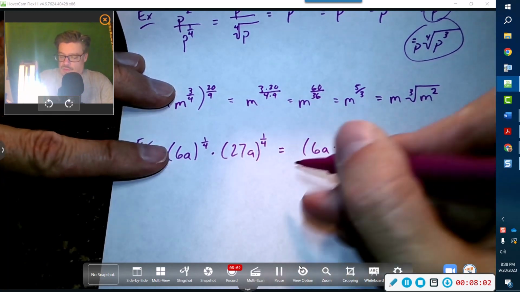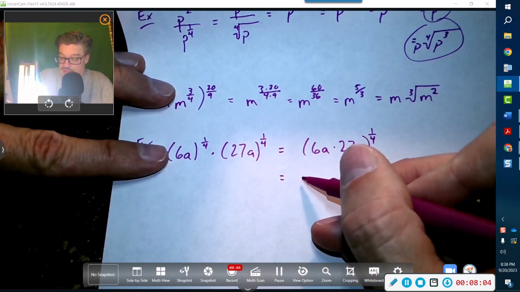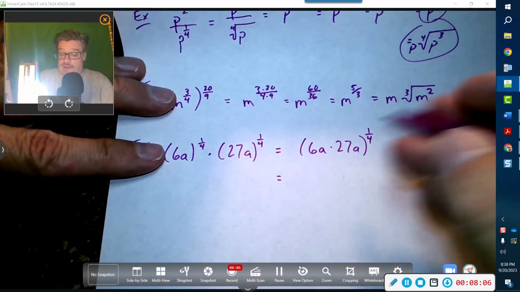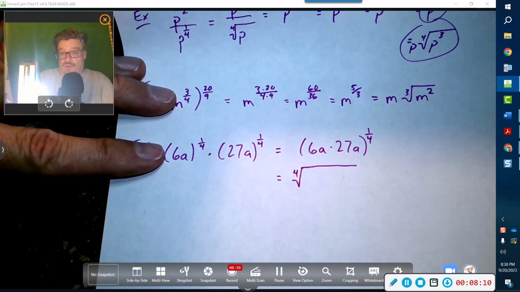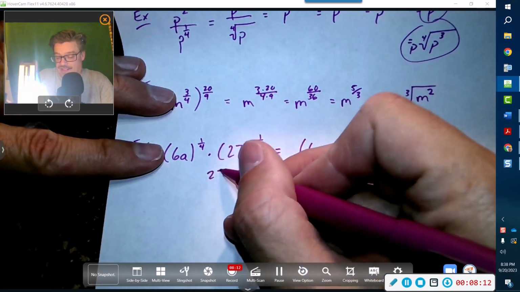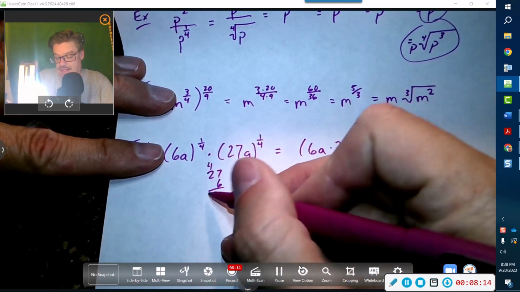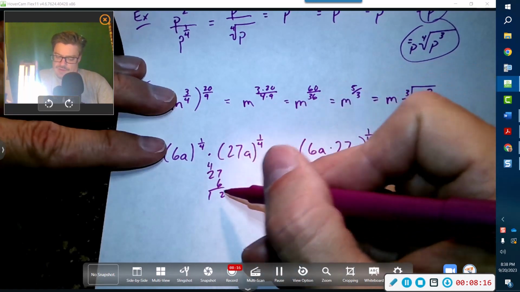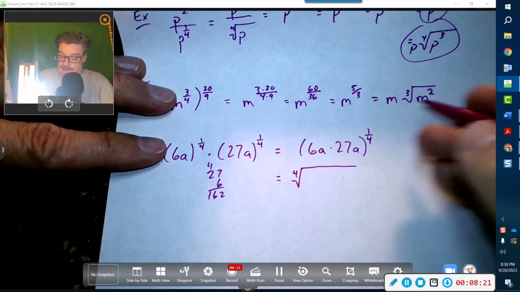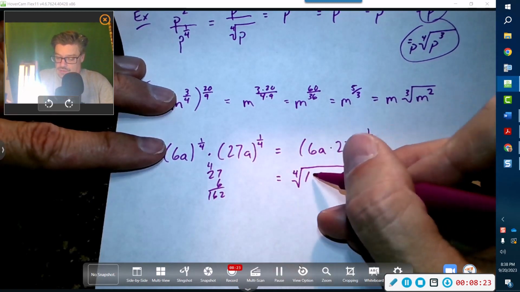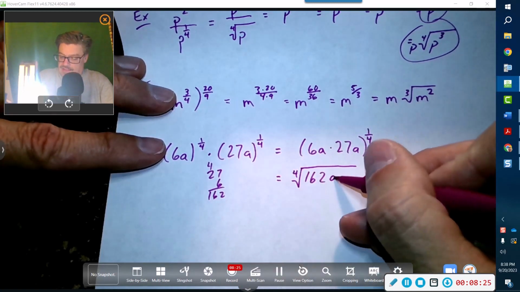And so what we're going to do then, and I know it seems weird, is go ahead and take the 4th root, and then figure out what 27 times 6 is. That's 162. I hope I don't mess up here. Oh, shoot. 162, and then a to the 2nd.